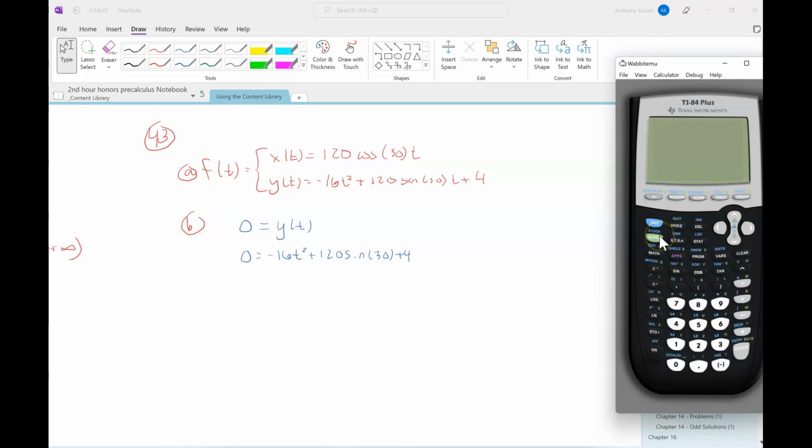So to do that, I'm going to use the quadratic formula. So I have negative b, so negative 120 times sine 30. Then I'm going to have plus or minus. I can't do a plus or minus on my calculator, so I just have to do them one at a time. So I'll do the plus sign first. Square root of 120 times sine 30 squared minus 4 times a times c, divided by 2 times a.